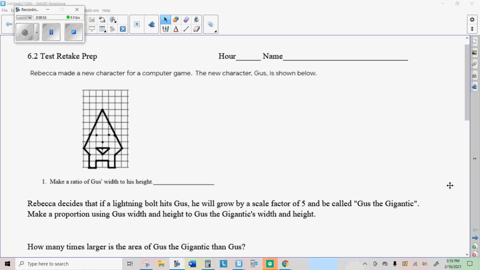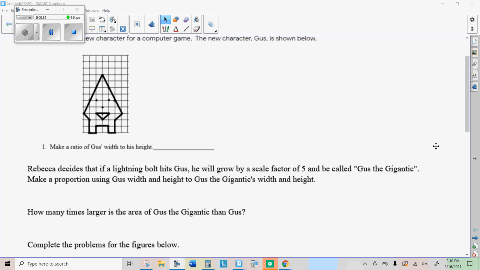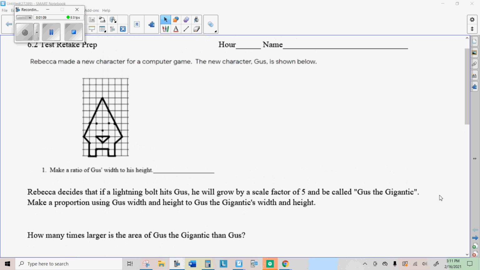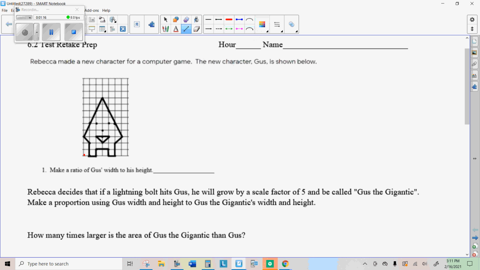We're talking about similar figures and scale factor, and what happens to the area when you have a certain scale factor. So let's start with this little picture of Gus here. We want to make the ratio of Gus' width to his height. To do that, all you really need to do is find the length of the width, the length of that line, and just count the squares. And that would be 6.